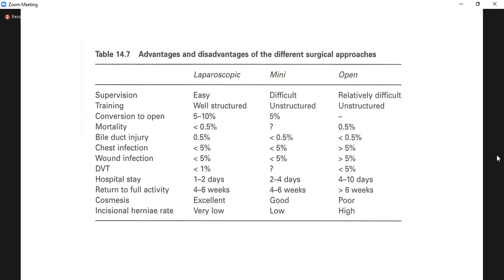Have you all seen laparoscopic cholecystectomy? People, wake up from your sleep. Hello. Have you all seen lap choles?